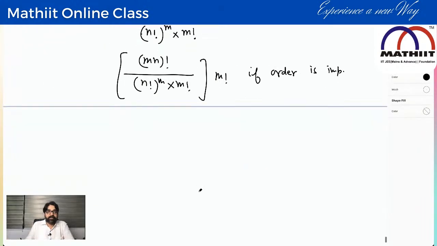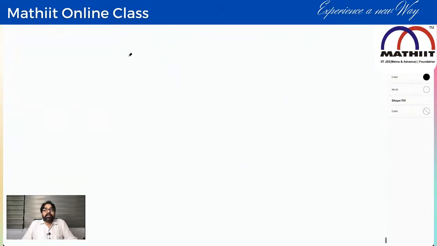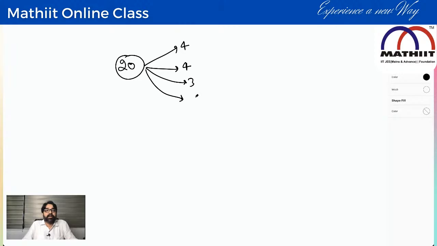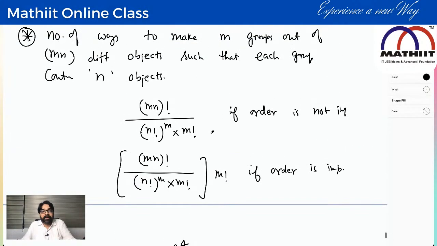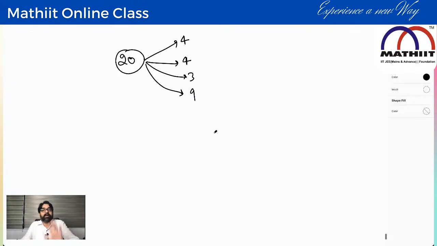Look carefully here. Suppose I say I want to distribute 20 objects into 4 groups. One group contains 4 objects, another group contains 4 objects, another group contains 3 objects, and another group contains 9 objects. Correct? Carefully watch, everybody. Forget what I taught you earlier; just remember the rule.